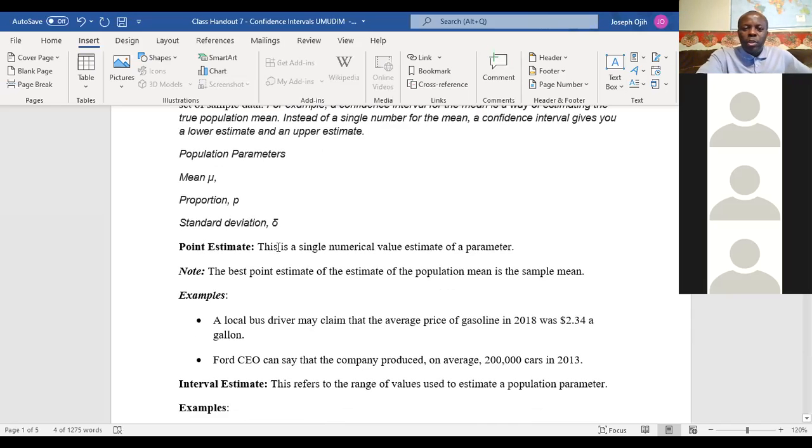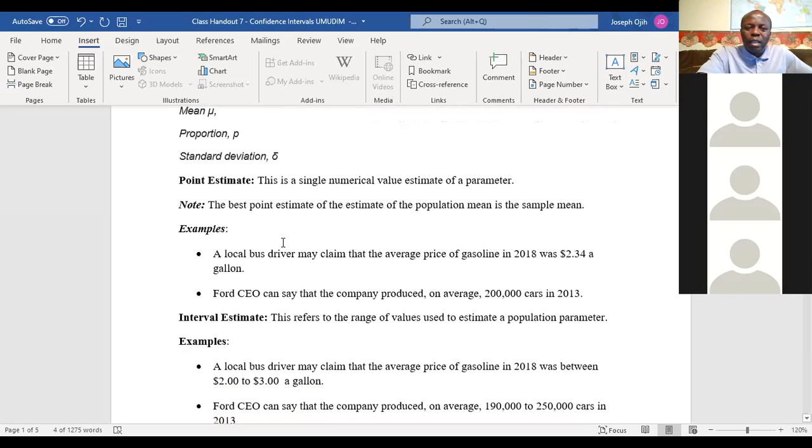When we say point estimate, we are referring to a single numerical estimate of the population parameter. For example, a local bus driver can say that the average price of gas in 2008 is $2.34. So you see one number, which is only this.